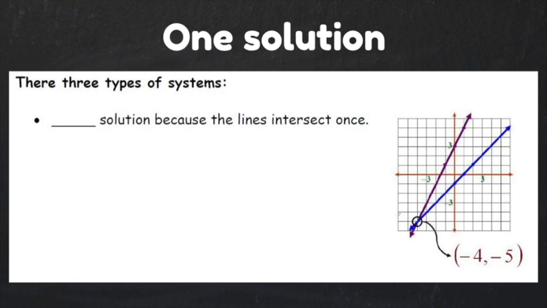We say that this is a one solution system because these lines that we have right here are straight lines and they will always intersect once only, right here at this point. And this point right here is what we call the solution, the one point that both lines have in common.